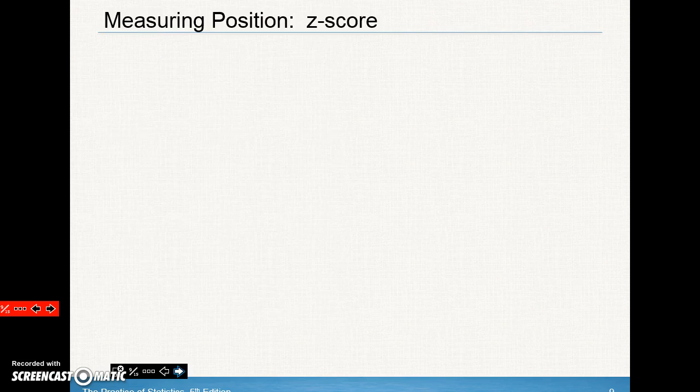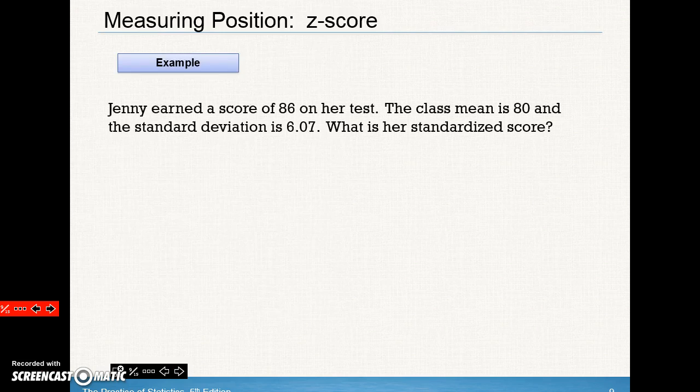So let's see if this example is going to work here. Okay, so Jenny earned a score of 86 on her test. The class mean was 80 and the standard deviation is 6.07. Think about her standardized score, her z-score. Do you think it's going to be positive or negative? What is it going to look like? So think about that in your mind for just a second, and then we're going to go on.